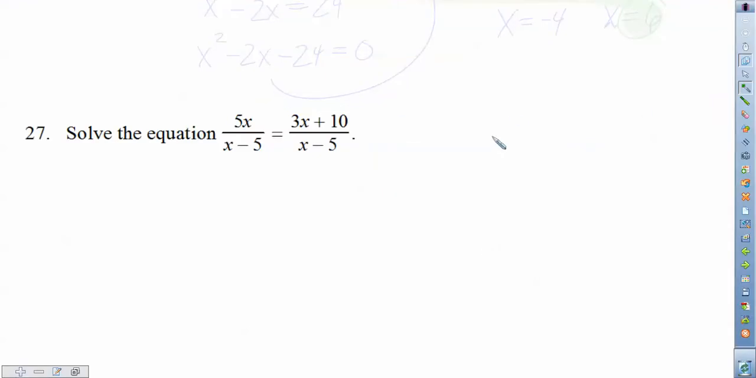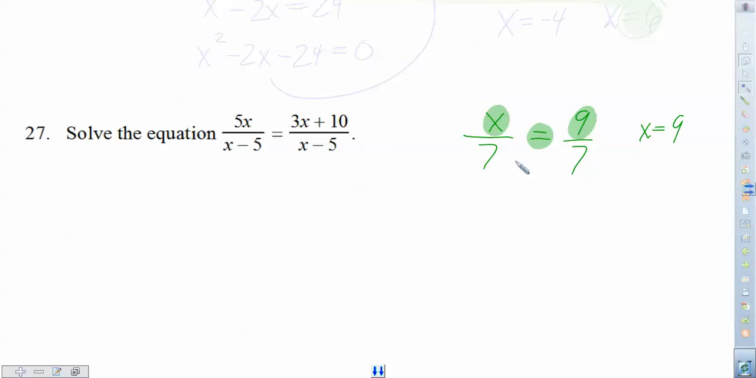This problem, similar situation over here. Watch this. If I told you that x over 7 equals 9 over 7, it's pretty obvious what x needs to be, right? In order for these two things to even be equal, shouldn't x have to be equal to 9? Why do we have to know that x has to be equal to 9? It's because of the fact that the denominators are the same. So when those denominators are the same, what must be absolutely true is that 5x must be equal to 3x plus 10. So we set that up, and we solve it.